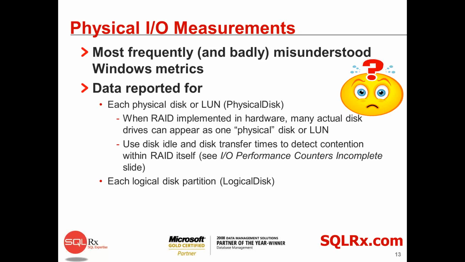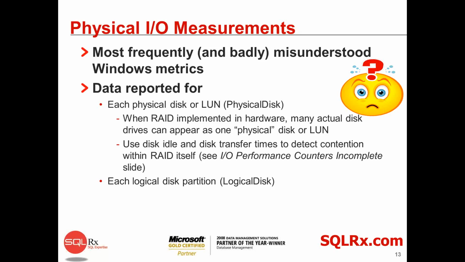Using disk idle and disk transfer times to detect contention within a RAID itself is very useful. I alluded to this earlier by saying that you want to know when the writes are worse than the reads, and that can often indicate that you're using RAID 5 and that it's not working very well. These numbers can also be obtained for each logical disk, so sometimes you have a physical disk that has multiple partitions on it, and in that case, it'll show up for each one.